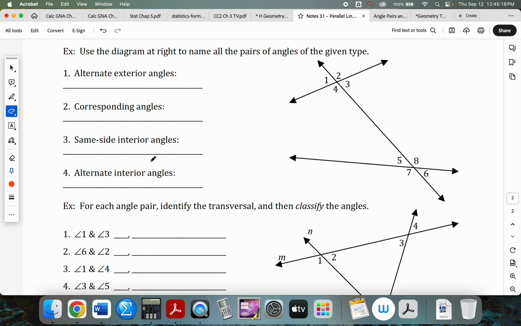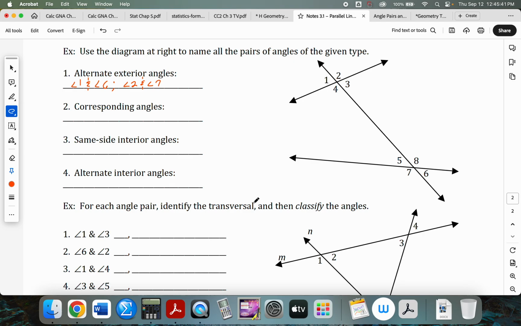Yes? 1 and 6. Yep. Angle 1 and angle 6. There's another pair. Yes, sir. Angle 2 and angle 7. Yes, angle 2 and angle 7. Those are alternate exterior angles.